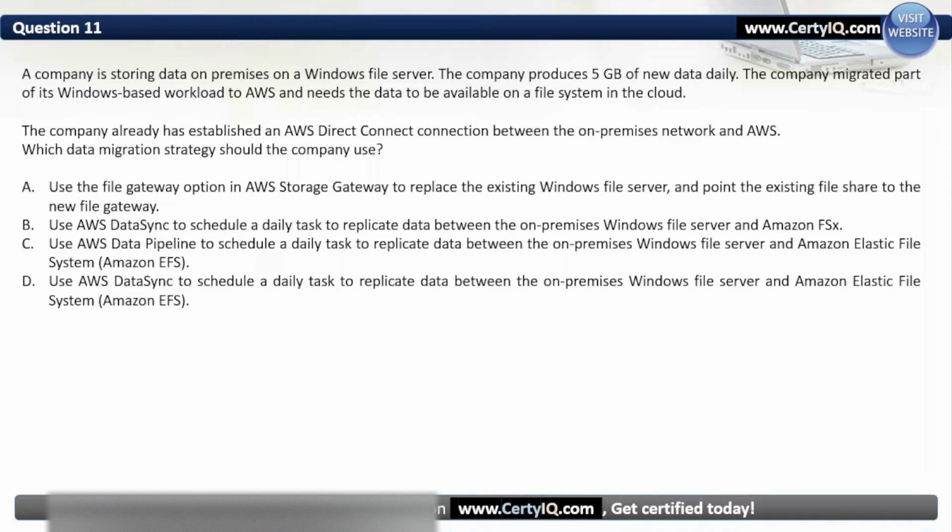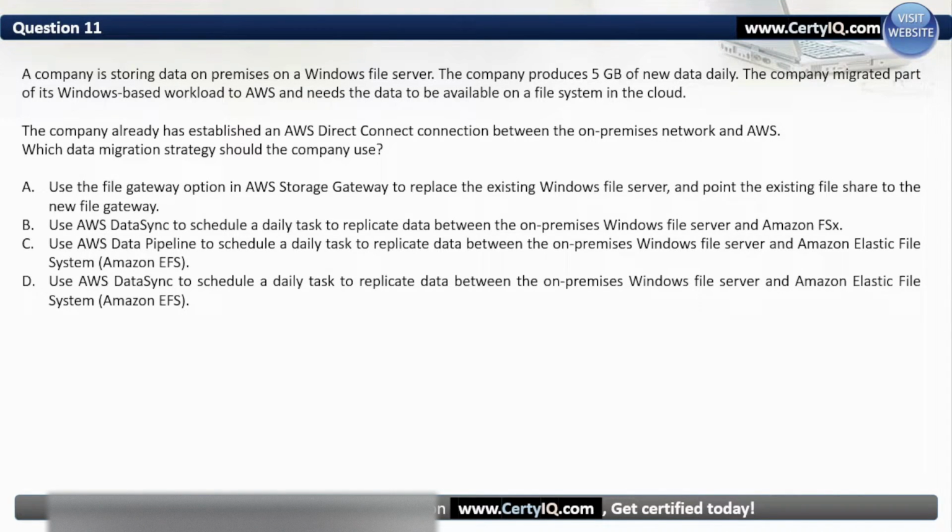Question 11. A company is storing data on premises on a Windows file server. The company produces 5 GB of new data daily. The company migrated part of its Windows-based workload to AWS and needs the data to be available on a file system in the cloud. The company already has established an AWS Direct Connect connection between the on-premises network and AWS. Which data migration strategy should the company use?